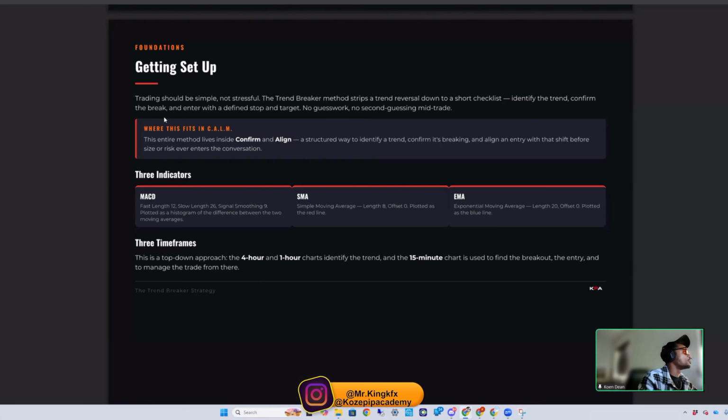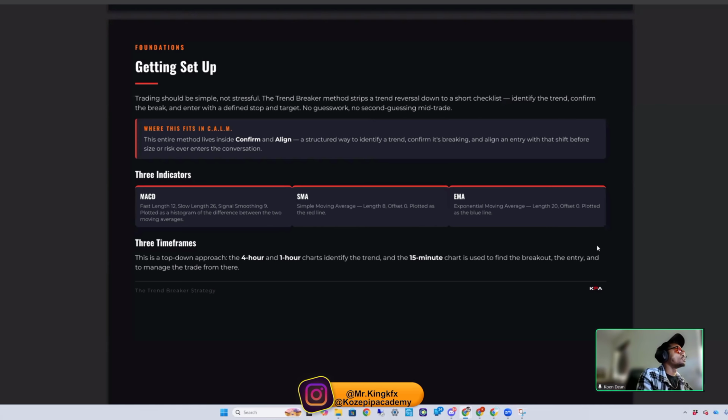So getting set up. Trading should be simple, right? Not stressful. The trend breaking method strips a trade reversal down to a short checklist, right? So you're going to identify a trend, same as the calm method. You're going to first identify a trend. You're going to confirm the break, and then you're going to enter with a defined stop loss and target. No guesswork, no second guessing, or exiting your trade mid trade or re-entering another position mid trade, right? No more of that. We take that anxiety out of the market when you use these setups.